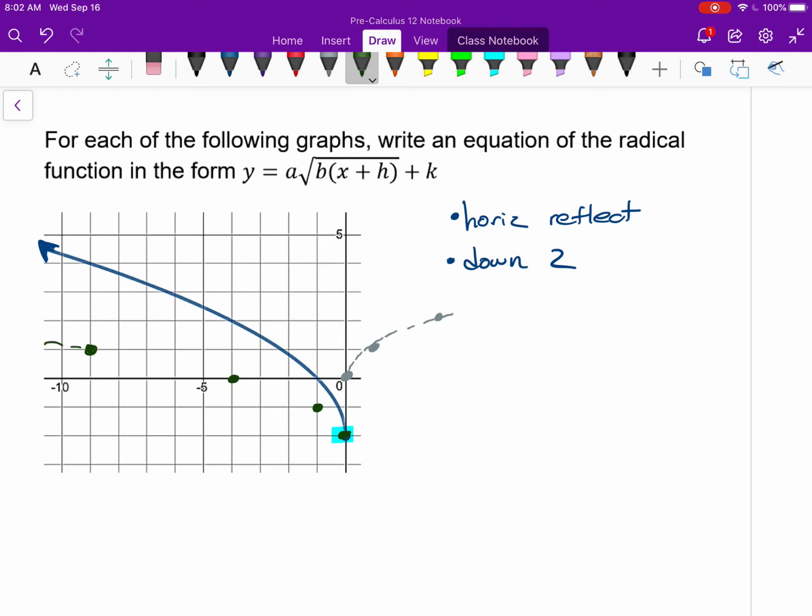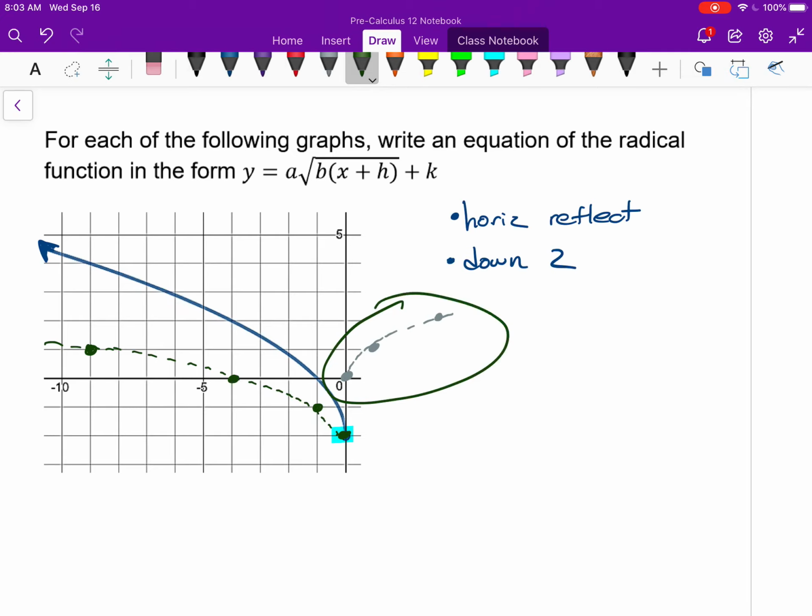So what I'm drawing in green here, that is the graph of root x if I reflect it horizontally and I move it down 2. I've just flipped it over horizontally. That's pretty easy, and down 2. And it all comes back to me visualizing this.